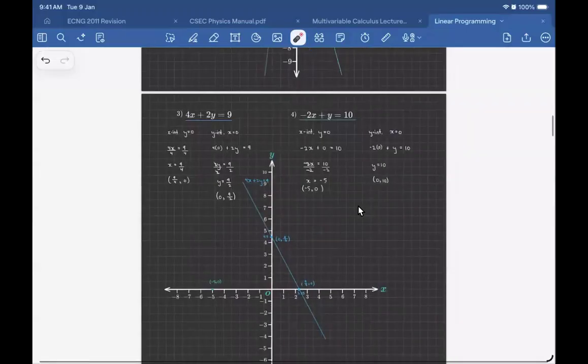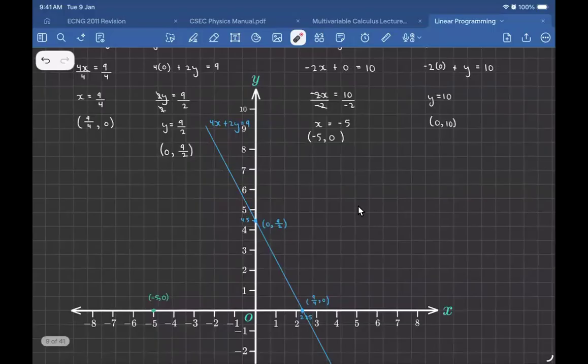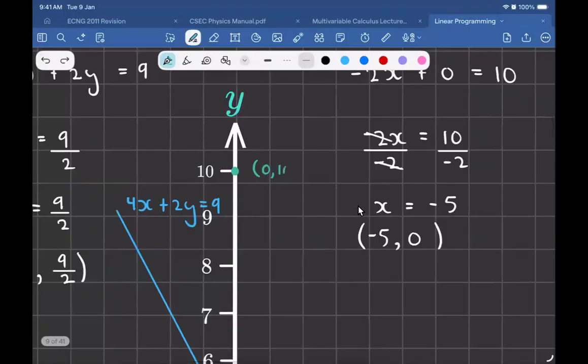Nice. And the other point now. What's the other point? 0, 10. So that's 10 on what axis? Y. Nice. So you tell me, what would the coordinate be? 0, comma 10. Right. And how would I sketch my line now that I have these 2 points?